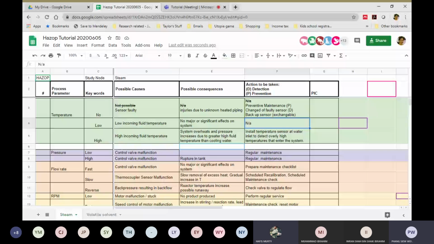Yes, miss. Okay, so what about low temperature? When the temperature of steam is low, possible causes are probably that the incoming fluid or substance flowing in is low temperature. And then we concluded there is no major or significant effect if the temperature is low. Therefore, there is no necessary action to be taken.